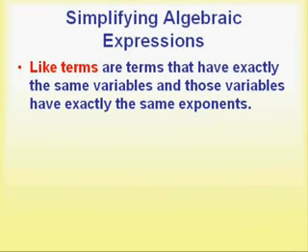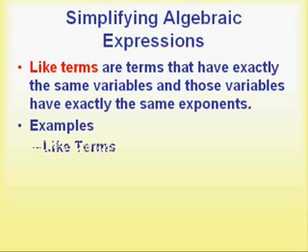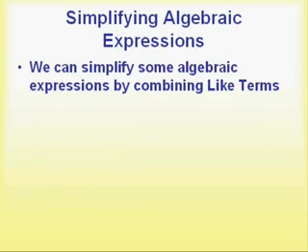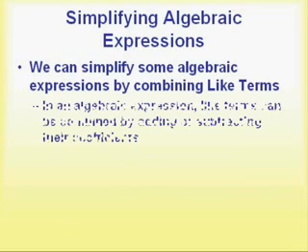Like terms are terms that have exactly the same variables, and those variables have exactly the same exponents. For example, some like terms: 3a and 4a are like terms. x and 5x are like terms. 7ab and 10ab are like terms. And 5c squared and 3c squared are like terms, because the variables in each of these pairs are the same with the same exponents. We can simplify algebraic expressions by combining like terms.